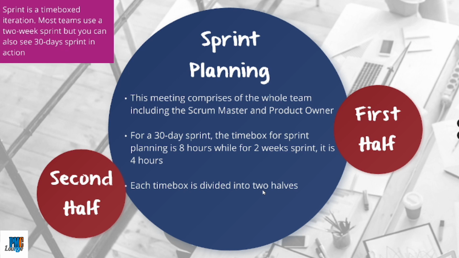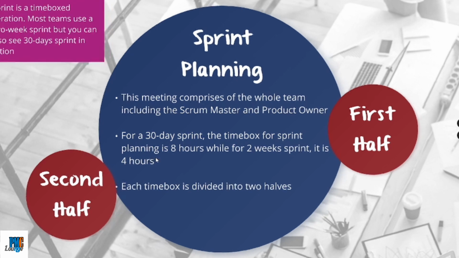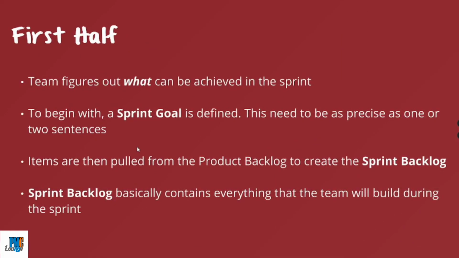Now that time box is divided into two halves. In the first half, the team is going to figure out exactly what can be achieved in the sprint. What can be done in this 30-day or 2 week long sprint? To begin with, a sprint goal is defined, and this is something as precise as one or two sentences, which defines the goal of the sprint, the goal for your next 2 weeks or next 30 days or next 3 weeks, whatever time box your sprint is in. So you define a goal for that time box.